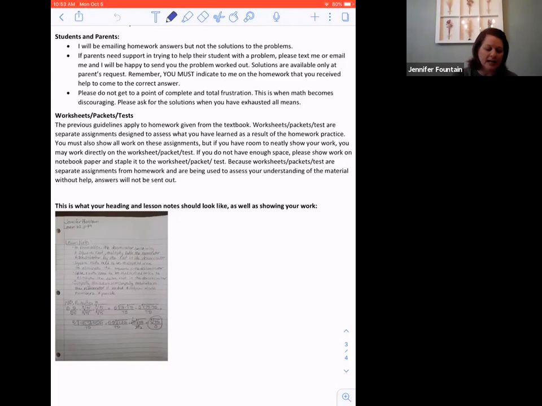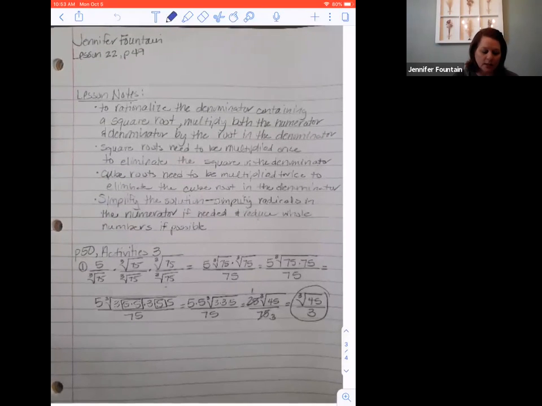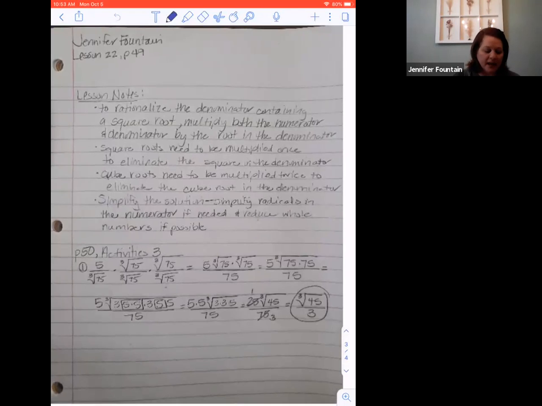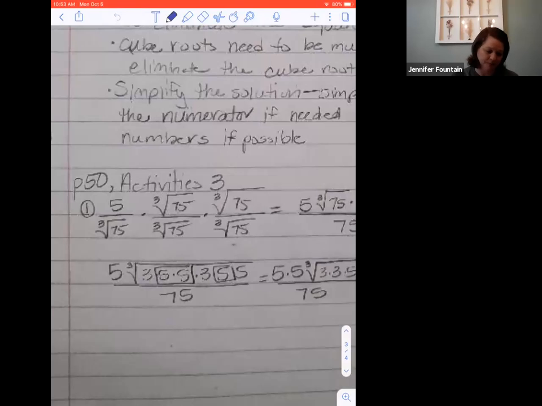Okay, this is what your heading and lesson notes should look like. So I've already showed you this, we talked about it, and you can see where I started, page 50, activities 3. So I labeled that right there, okay? And you can see where I started number 1.